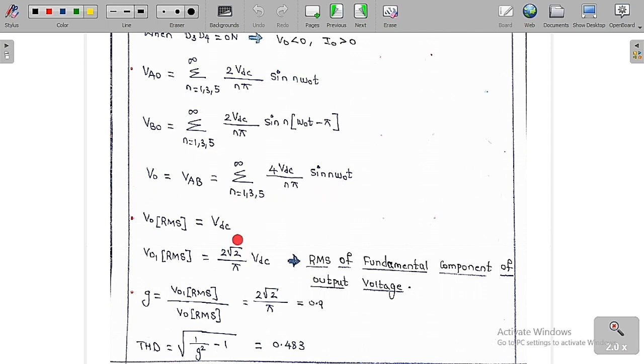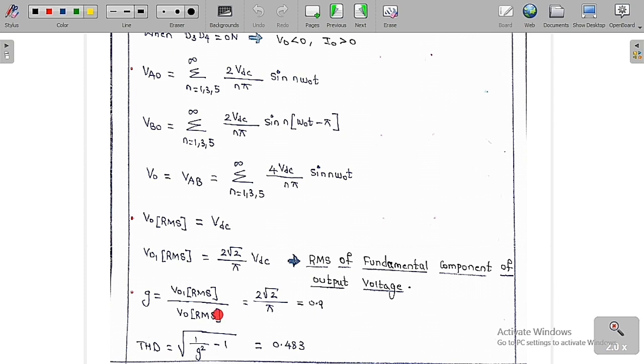And if you want to know what is the RMS value of the output voltage, our output voltage is equal to VAB. So its RMS value is equal to the peak value, which is VDC. So the RMS value of the output voltage is equal to the peak value, which is VDC. If you want to find the RMS value of the fundamental component of the output voltage, it is the peak value by root 2. So 4 VDC by pi by root 2. If you solve this, we are going to get 2 into root 2 by pi VDC. So this is called the RMS value of the fundamental component of the output voltage.